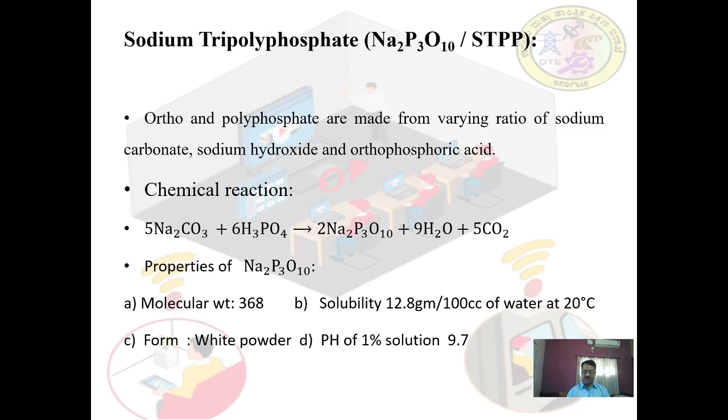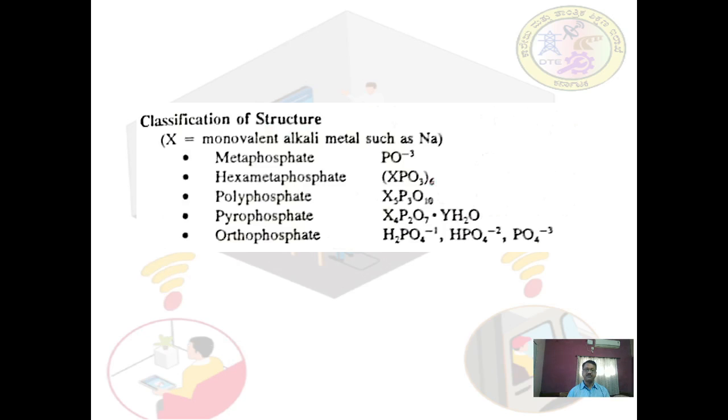Let us see the properties. Its molecular weight is 368. Solubility is 12.8 grams per 100 cc of water at 20 degrees Celsius. It is obtained in the form of white powder. The pH of the solution, that is sodium tripolyphosphate solution, is 9.7.